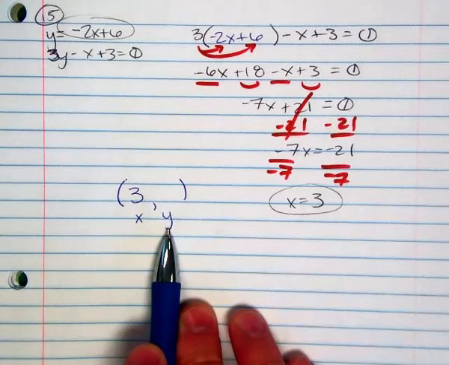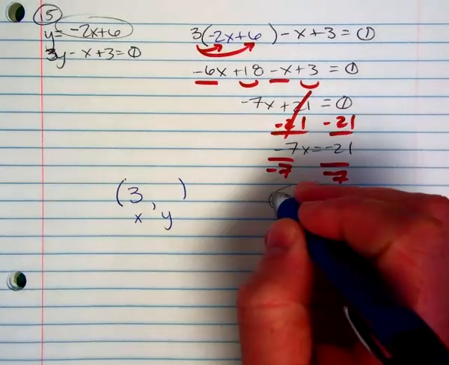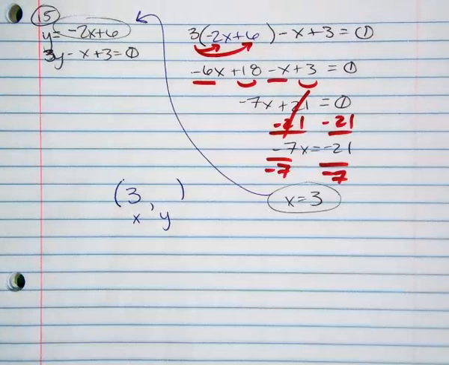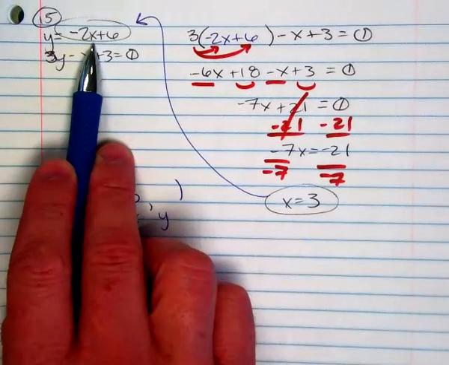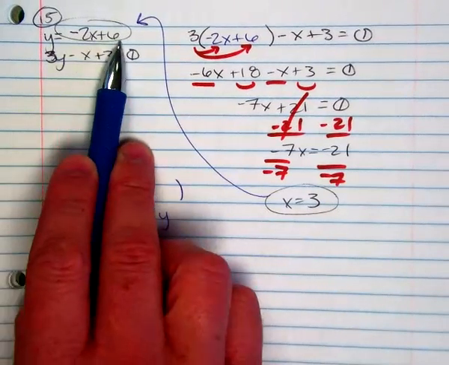For the second half of my answer, I want to know what y is. Well, now that I know what x is, I can take this and plug it back into the beginning. We can do a little mental math for this. We're not going to write it out. If I plug in 3 for x, what's negative 2 times 3? Negative 6. Plus 6? 0. So y equals 0.